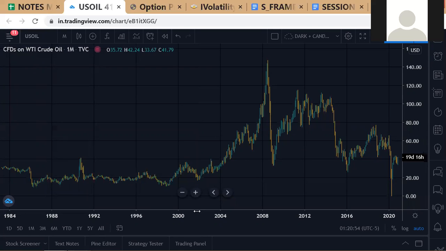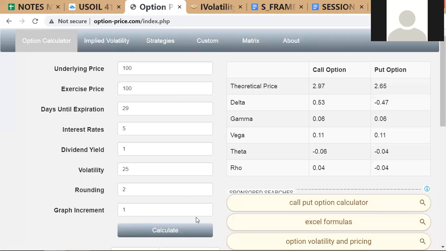Sir, can you show that option value calculator? Yeah. Sir, in this you told that delta tells us that there will be a 53% change in the call option if the underlying price changes by 100%. So delta is telling us how our call option will change. And gamma you told is like the second derivative, that is, how much delta will change.